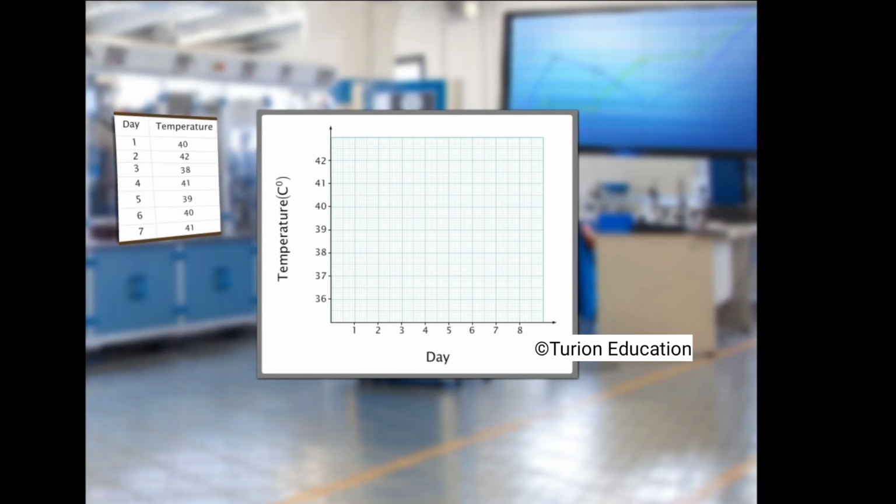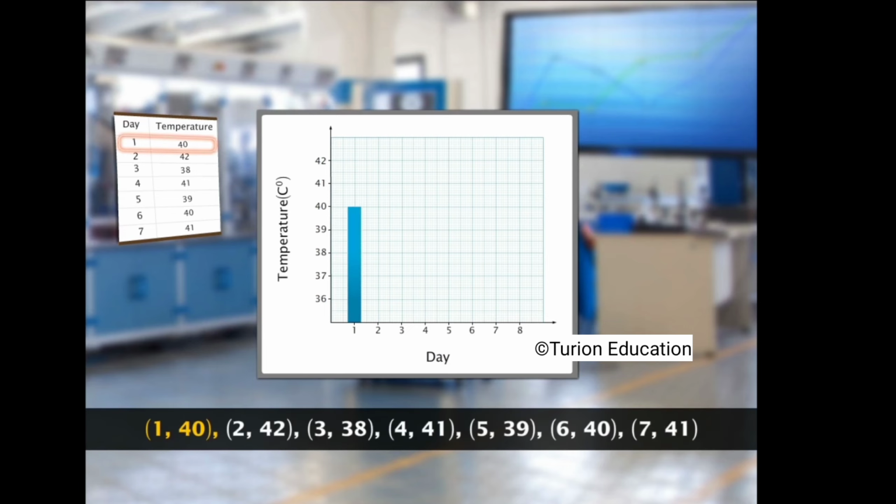And lastly, the weatherman of the city relates temperature readings to the day of the week. That is, each day of the week is paired with the average temperature reading of the day. List of these readings is built as follows: 1, 40, 2, 42, 3, 38, and so on.